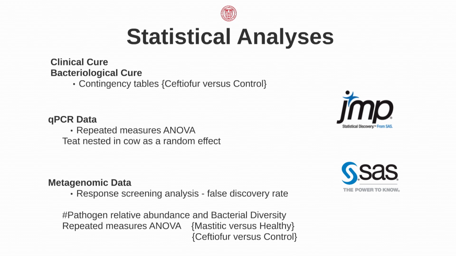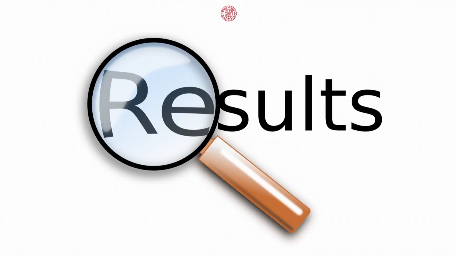And we also did another analysis with the metagenomic data, which is called response screening analysis. This was adjusted for false discovery rate, and basically what it does is it asks, is this family of bacteria associated with mastitis or healthy quarter? We run the test, it's gonna say yes or no, and we correct the p-values using the false discovery rate. So I'm moving on to my results.